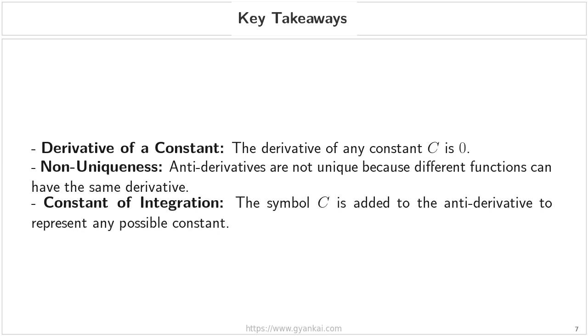That leads us directly to the constant of integration. To account for this non-uniqueness, we add a symbol, c, to our antiderivative. This c represents any possible constant that might have been present in the original function before we differentiated it. It's a placeholder for an unknown constant value. So, when you find an indefinite integral, always remember to add plus c.